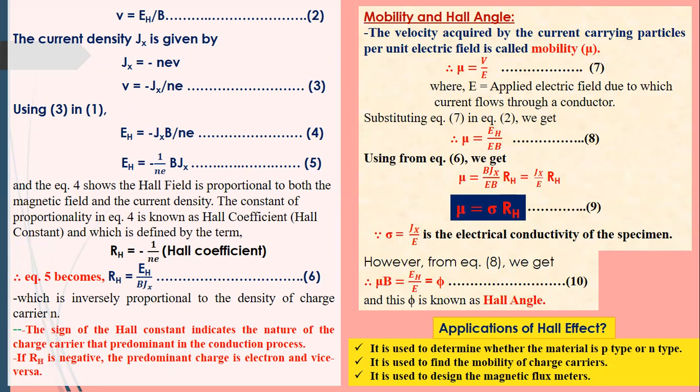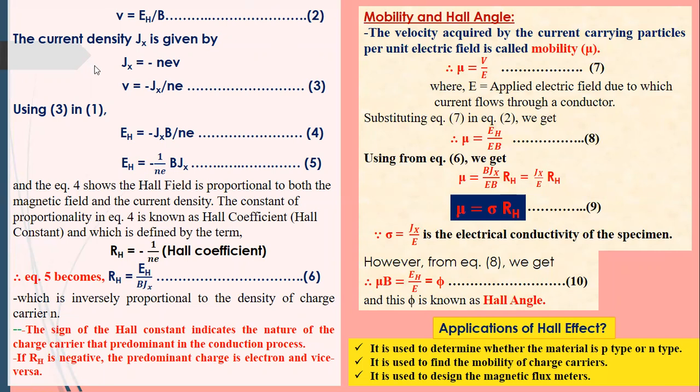After some rearrangement of equation number 1, we can calculate V, that is the voltage difference or potential difference between the electric current and magnetic field pass. So V is equal to EH upon B. Let us say this is equation number 2.